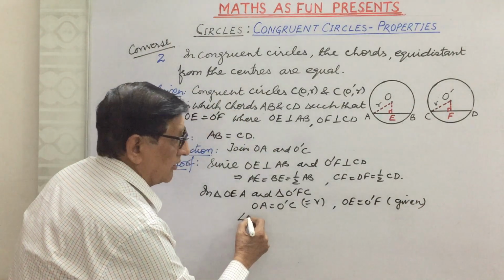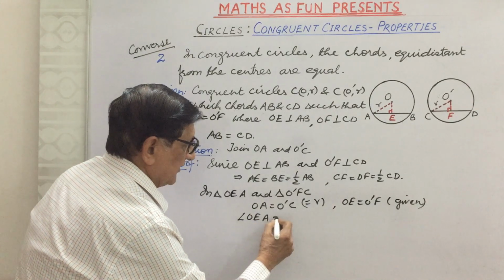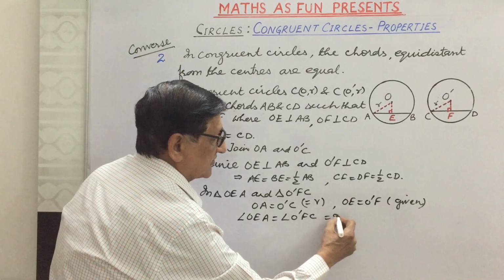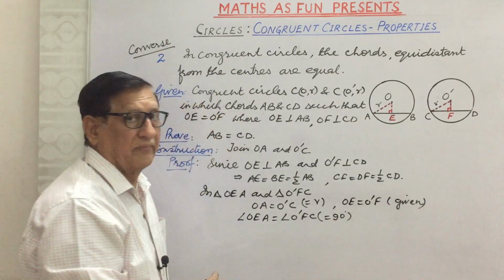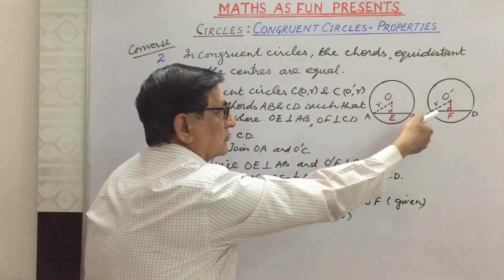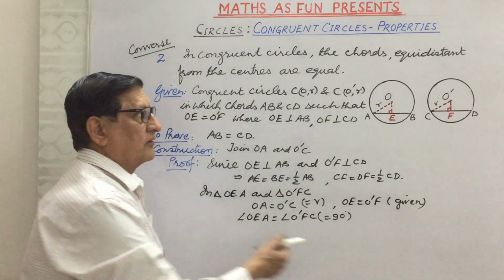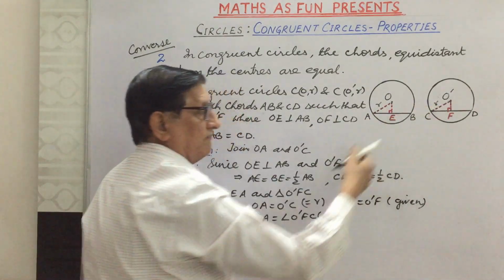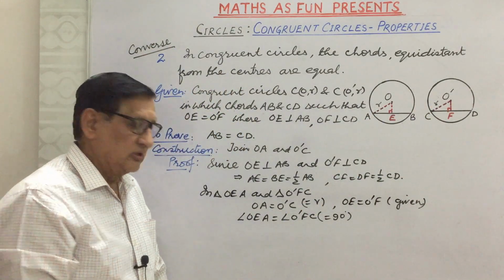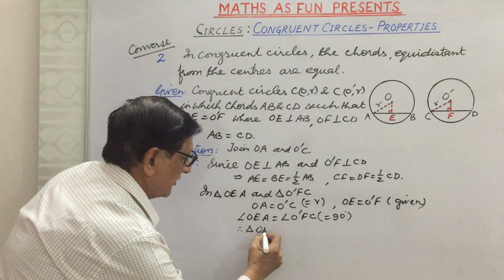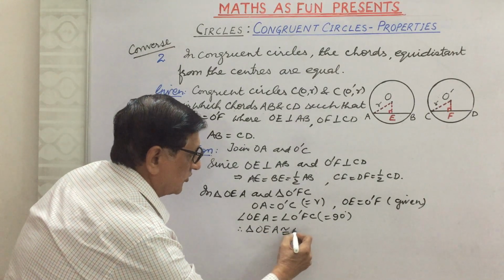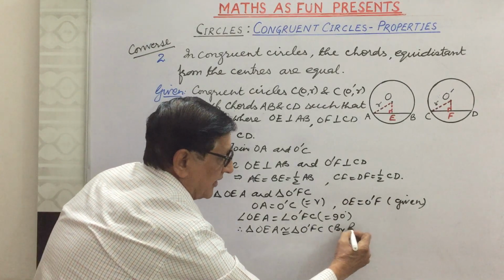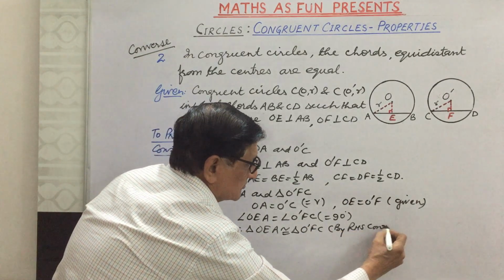And angle OEA is equal to angle OFC, that is because both are 90 degrees, since they are perpendiculars on the chords. So what do we find? Right angle triangles, with hypotenuse and one side equal. By RHS they are congruent. Therefore, triangle OEA is congruent to triangle OFC by RHS congruence.